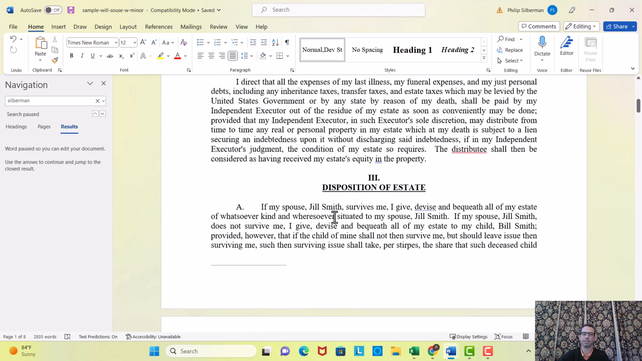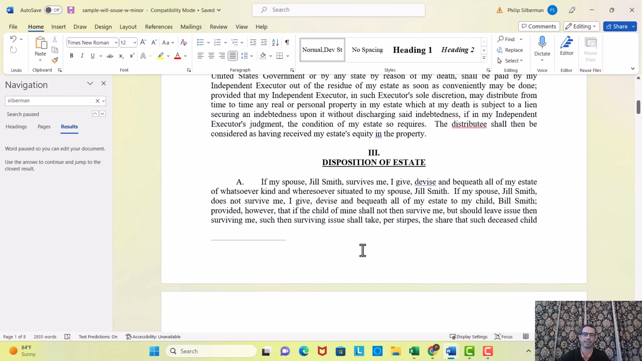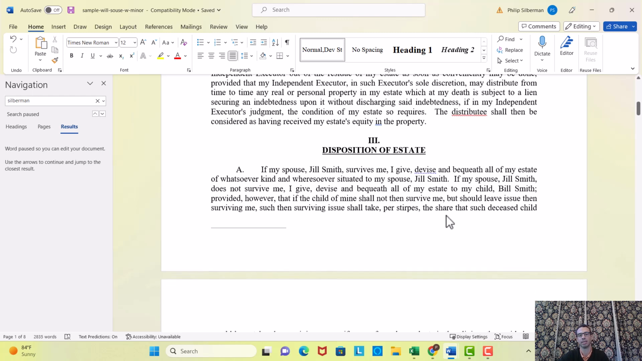And then you get into the heart of the will, which is the disposition of the estate. Again, this is the will of a husband, nuclear family. So you typically see his assets going to his wife. In this case, the sample is Jill Smith. So when husband dies, he leaves everything to wife. But if wife predeceases husband, then he's going to give everything to his children, in this case, one child.